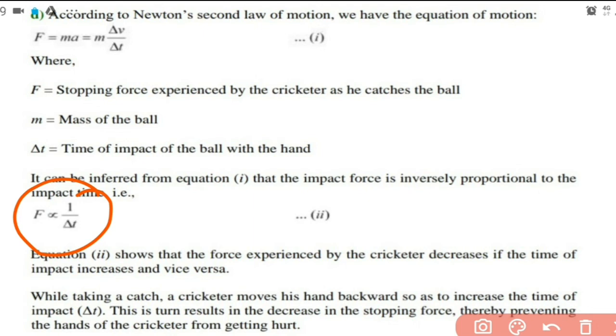To safeguard their fingers and hands from injury, fielders usually do like this. While taking a catch, they lower their hands so that the impact force will be less. With that, we conclude today's lesson and that chapter.